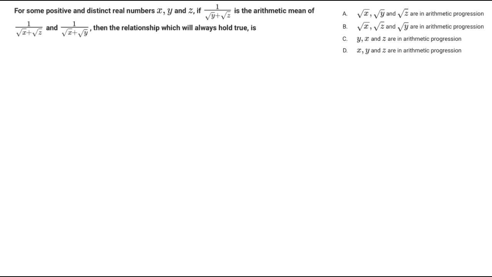Alright guys, so a slightly lengthy question, but I think it's very doable. For some positive and distinct real numbers x, y, z, if 1 upon root y plus root z is the arithmetic mean of 1 upon root x plus root z and 1 upon root x plus root y, then the relationship which will hold true is.